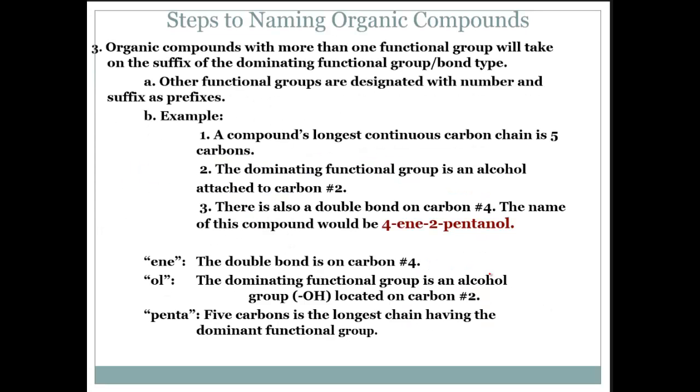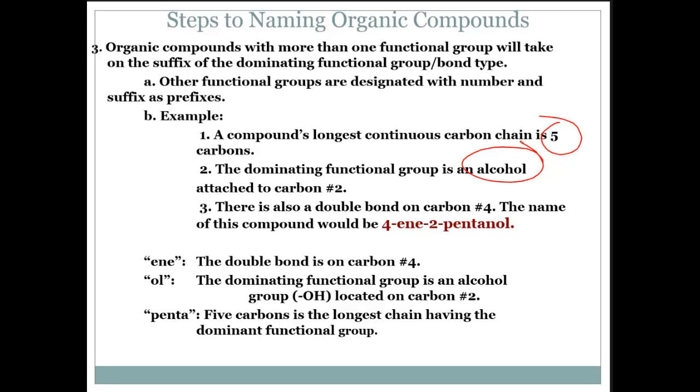Organic compounds with more than one functional group will take on the suffix of the dominating functional group or the bond type. Other functional groups are designated with a number and a suffix as prefixes. For example, the longest carbon chain is 5 carbons. The dominating functional group is the alcohol group. There is also a double bond on the 4th carbon.